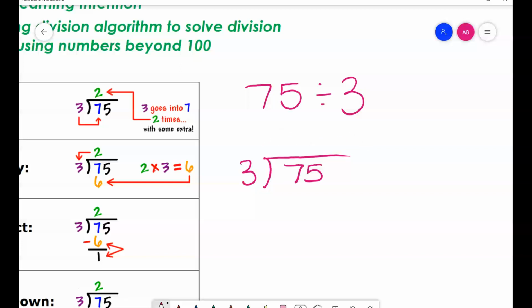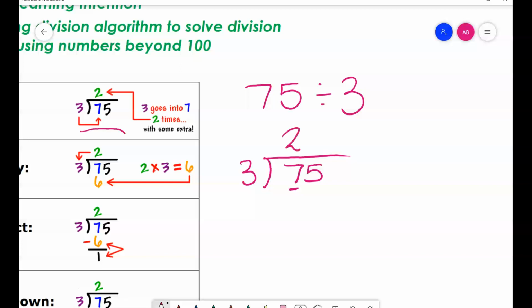So let's work it out. The first thing we do is we look and it says 3 goes into 7 2 times, so we're looking at the number 7. How many sets of 3 can I make from that 7? So if I use my skip counting, I can go 3, 6. I can't go any higher than that, because if I go to the next set of 3, that would be 9. That would be too many. So the closest I can get is 3, 6. So that's 2 sets of 3.